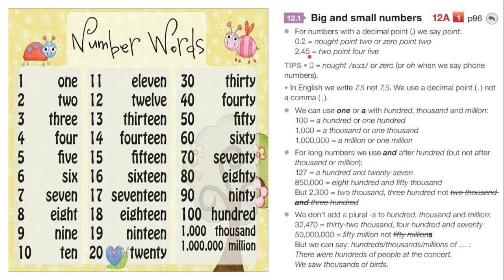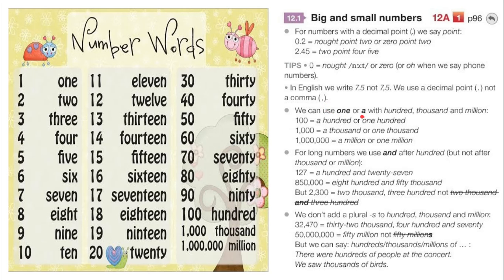We say 2.45, 2.45 meters, for example. Here we have tips. Nought or zero, we use it for numbers, but whenever we're talking on the phone, we say "oh," right? We say oh. 1-800, it's the only exception. We don't say 1-800 with zeros. No, we say 1-800 with oh. They're 1-800 numbers, but in this case, we're talking about zeros. For example, 609, that would be "six oh nine." 708, that would be "seven oh eight." Okay, most commonly. In English, we write 7.5, not 7 comma 5. We use a decimal point, not a comma.